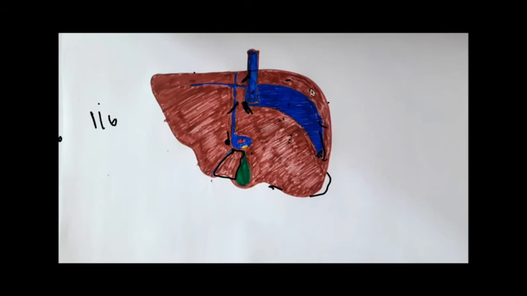Now we'll see the bare areas. There are 4 bare areas for the liver. The first bare area is the area between the superior and inferior layers of the coronary ligament. This bare area is not covered by the peritoneum. Another one is the groove for the inferior vena cava, another one is the fossa for the gallbladder, and another one is the porta hepatis. These are the 4 bare areas.